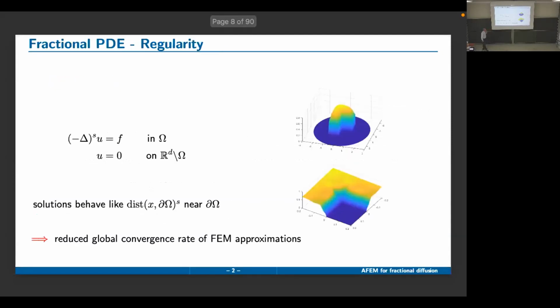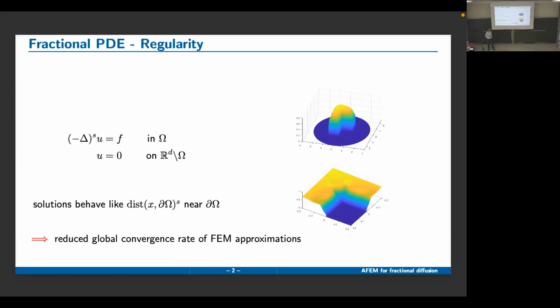Okay, so let's look at a fractional PDE. I will write down what this means in 5 minutes. But the general thing about fractional PDEs is they become singular near the boundary. Here I've plotted a solution on an L shape, and you can see very steep decay at the boundary of the L shape, or zooming into a corner, you can see some singular behavior there.